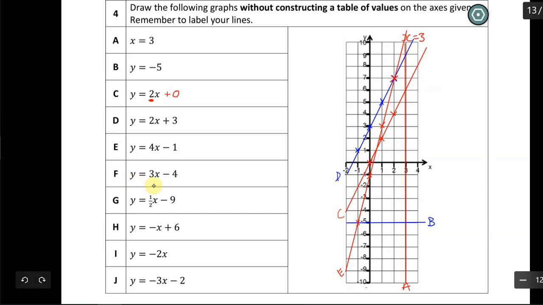Okay. F, y equals 3x minus 4. So it's going to go through minus 4 on the y-axis. It's got a gradient of 3. So we're going to go across 1, up 3. 1, 2, 3. Across 1, up 3. 1, 2, 3. And just do one more. Across 1, up 3. 1, 2, 3. There we go. So draw this line in. Oops, that's way off. Try that again. There we go. And that was F.